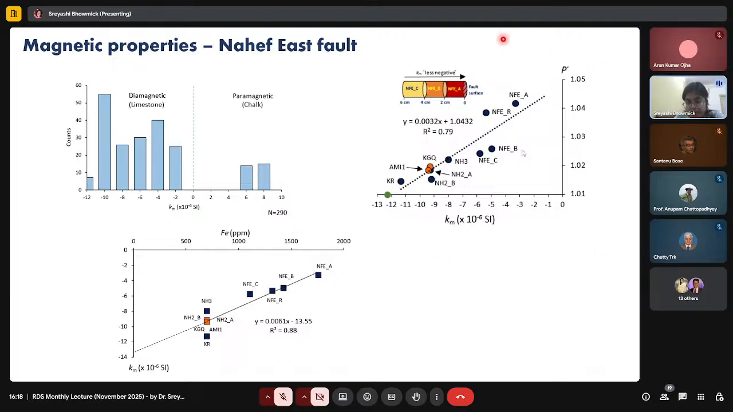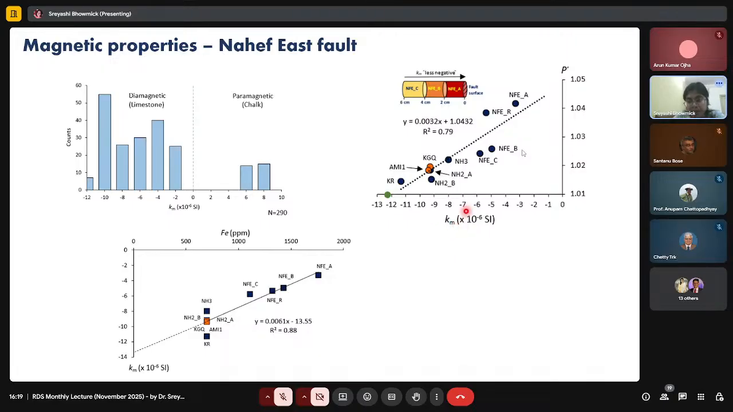Now, coming to this graph, here you can see a relation between the bulk susceptibility and degree of anisotropy. As I already mentioned, this is controlled by the mineralogy, so the constituent diamagnetic, paramagnetic, or ferromagnetic minerals. In this case, because it is diamagnetic, it will show negative susceptibility. And this degree of anisotropy can depend both on mineralogy or on strain. But here we see a linear relationship between the two. This indicates a control of mineralogy.